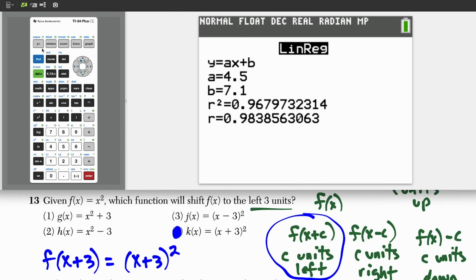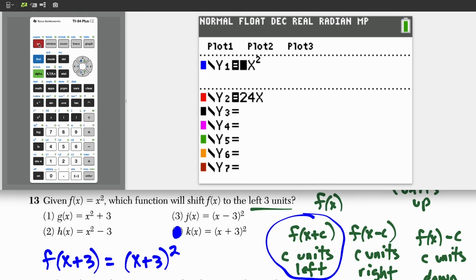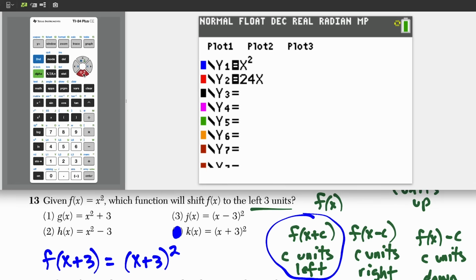But let's say you're at the Regents and you forgot those rules, or you just want to check your answer. You could take x squared as your starting function. We call that the parent function, the one when there's nothing else attached. This is the original, and then everything else is just sort of a variation of the original.